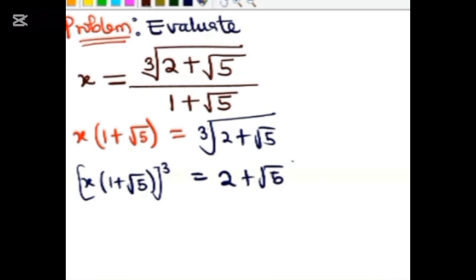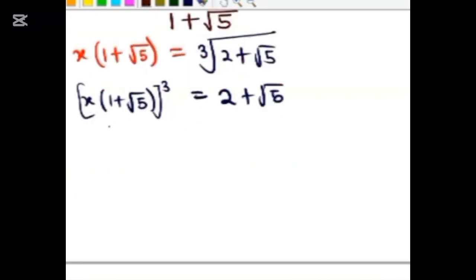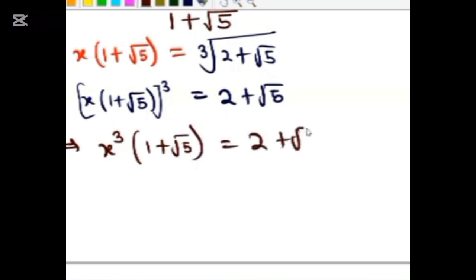So what can we do next? We will try to evaluate the bracket, and if we do, that is going to give us, by the rule of indices, we are told that ab raised to the power of n is the same thing as a to the power of n, b to the power of n. So that means that the power 3 can come on x, and then it can also come on 1 plus the root of 5, and this is still equal to 2 plus the root of 5. So at this point, here will also be to the power of 3.